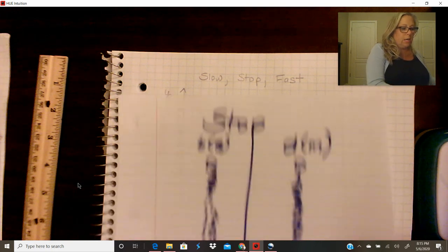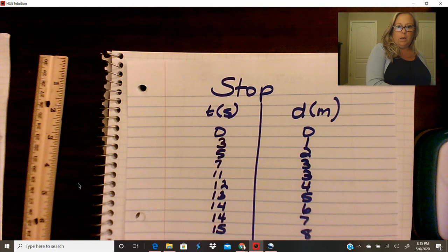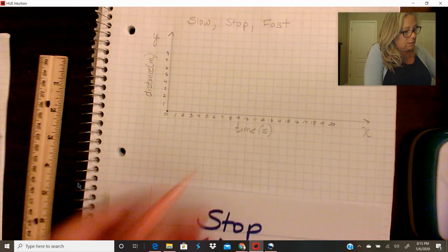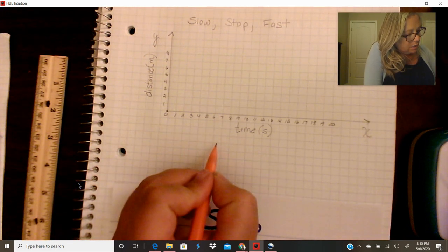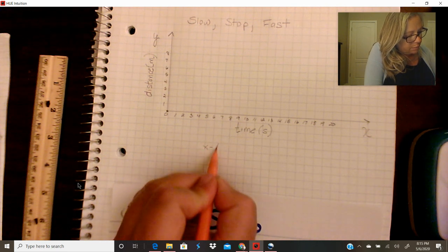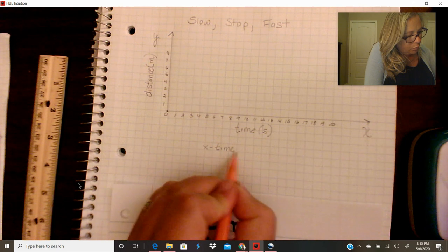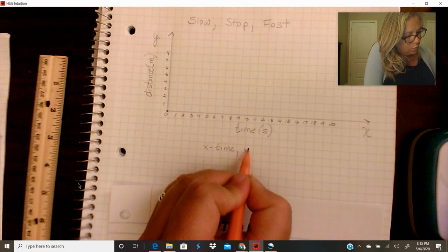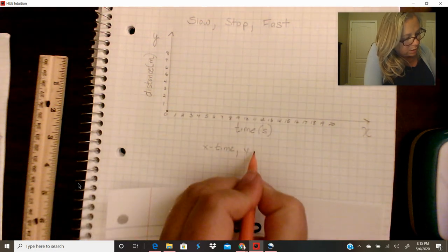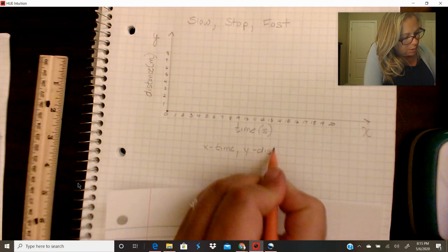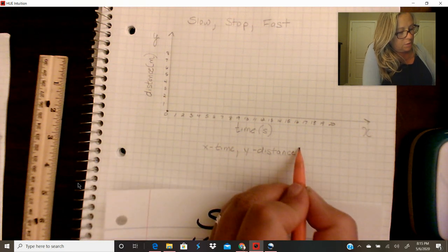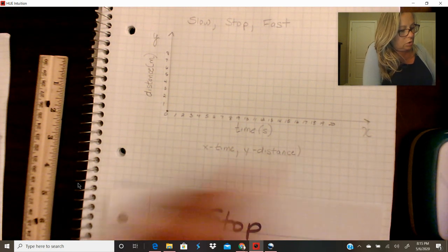All right, so I have my data table that we made, and then what I'm going to do again is change the data table into coordinates. I'm going to remember that my x coordinate is always my time coordinate, and my y coordinate is my distance in this case, but it can be anything. Like it can be a heartbeat, it can be temperature over time, all different sorts of things can be graphed on a line graph to show change over time.